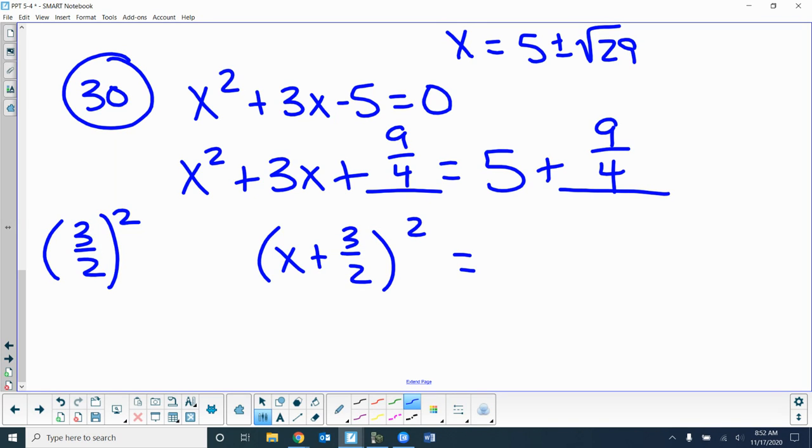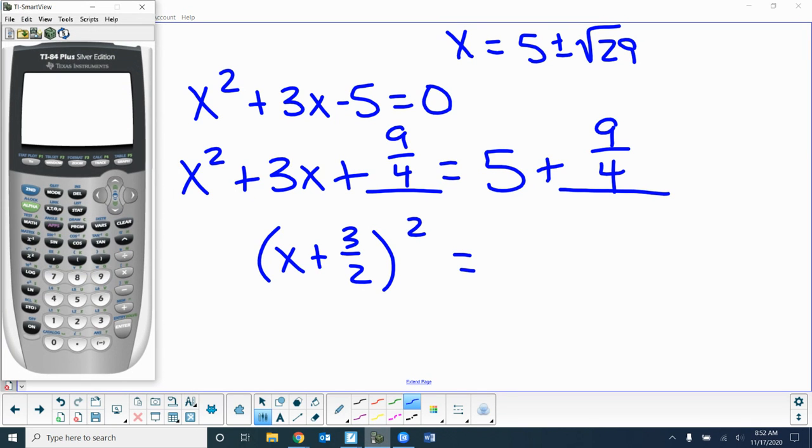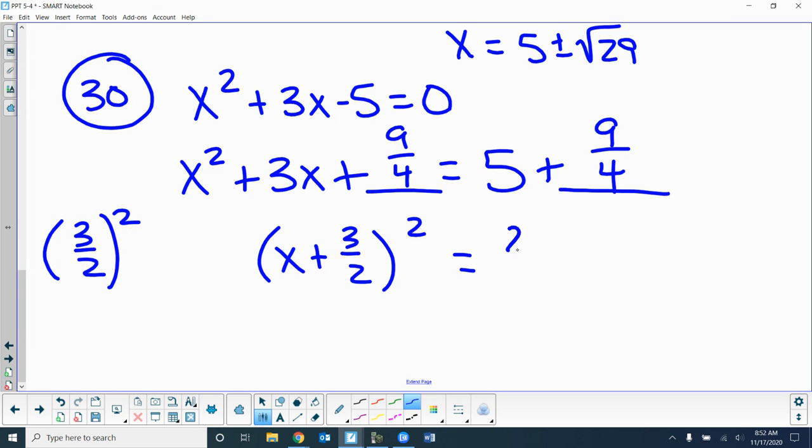Don't put 1.5. On your calculator, just put 5 plus 9/4. Always put my fractions in parentheses. 9 divided by 4. Oops, not 5. 4. All right? And then go math. Remember, hit enter twice. So it's 29/4. Okay? Now I square root both sides and finish it up.